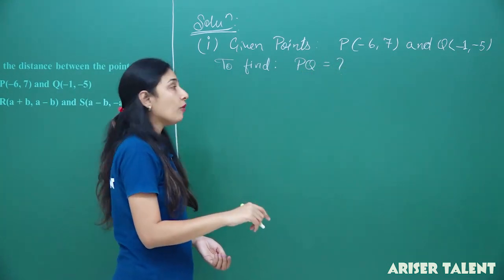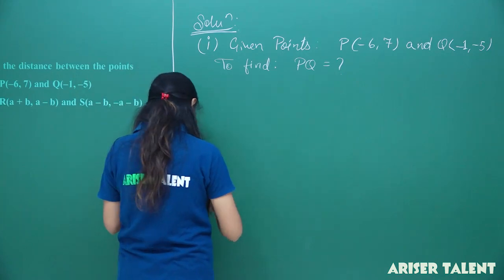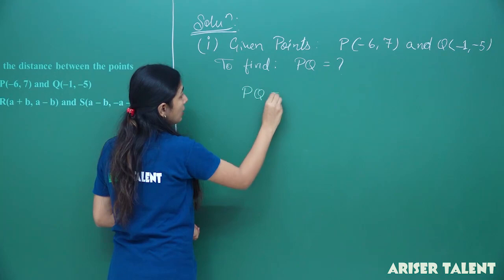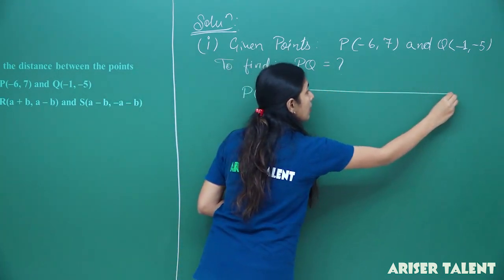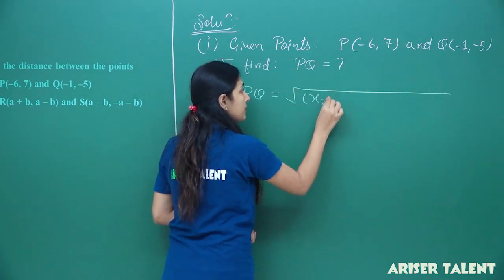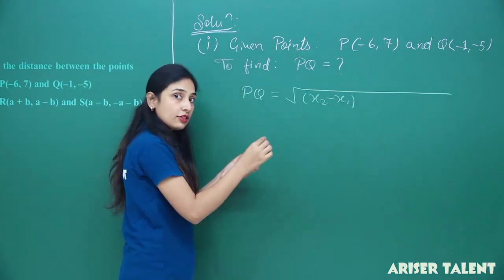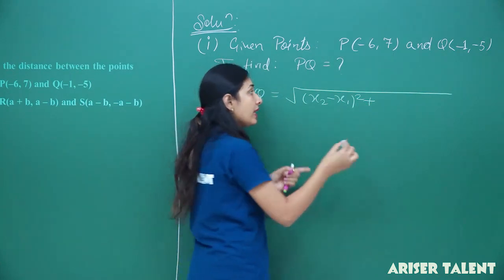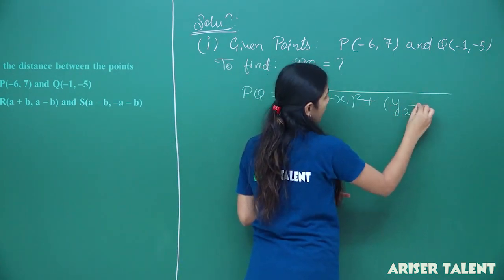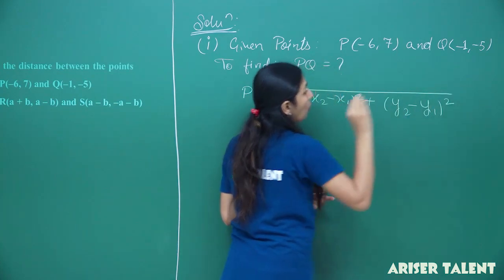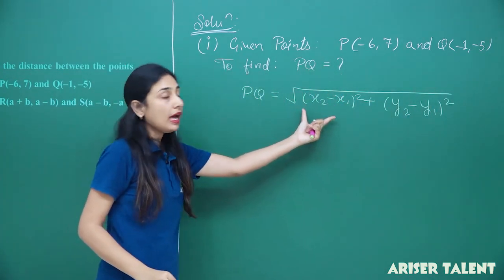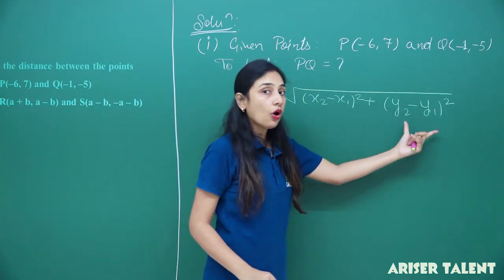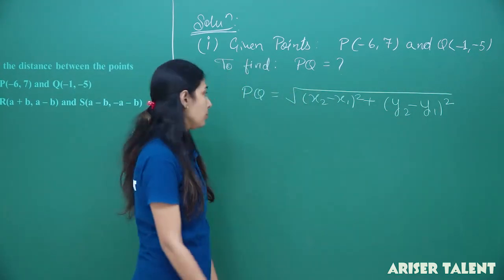Right, now we have the formula. Which formula are we talking about? That is, PQ is equal to the square root of the difference of abscissa, that is, x2 minus x1 whole square, plus y2 minus y1 whole square. That is the difference of abscissa and the difference of ordinate, under the root, right? Okay.